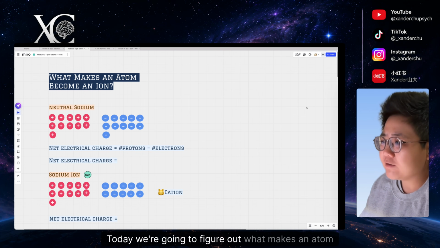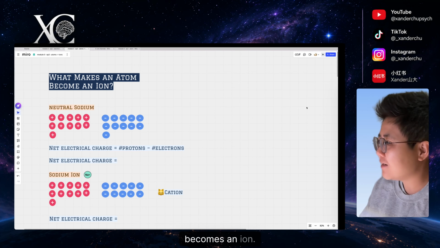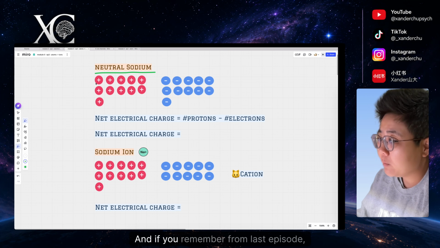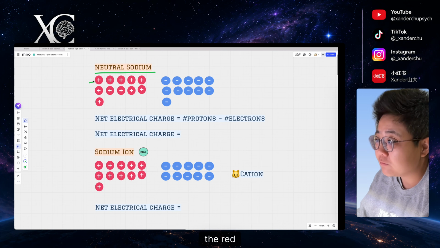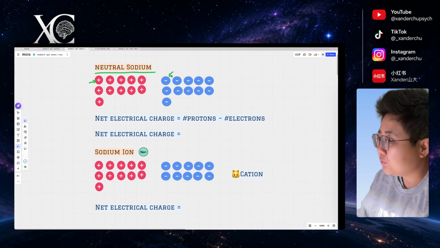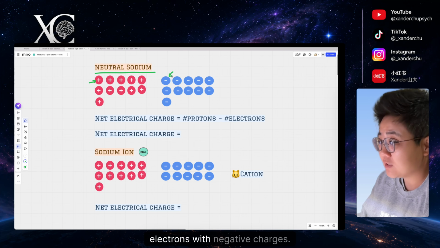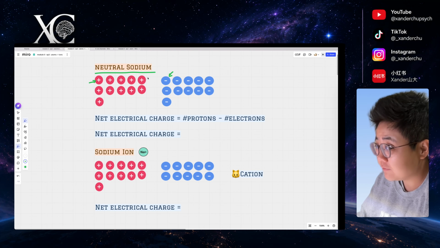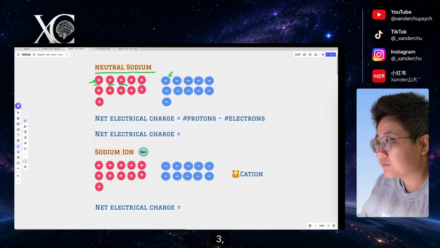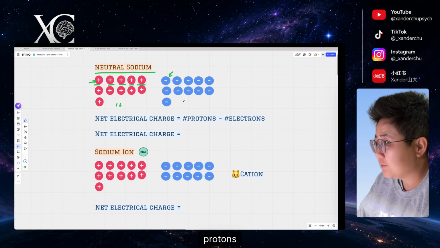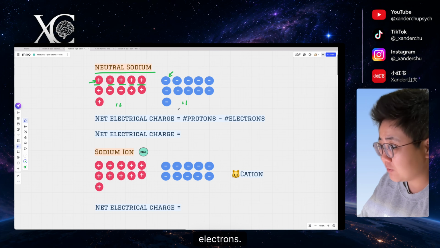Today we're going to figure out what makes an atom become an ion. So now we have our neutral sodium in here. And if you remember from last episode, the red represent protons with positive charges and the blue represent electrons with negative charges. Now each row we have 5, right? 1, 2, 3, 4, 5. So here we have 11 protons and 11 electrons.